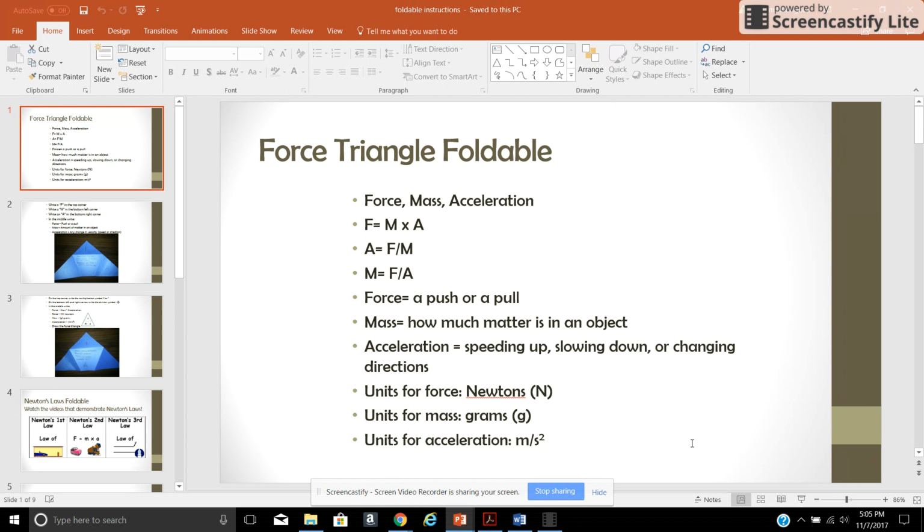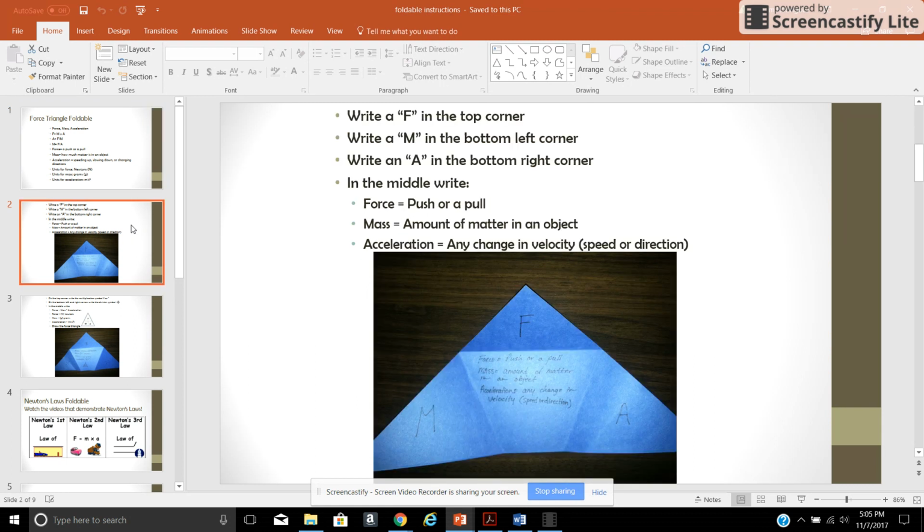And if you remember and you look back in your Newton's laws foldable, force equals mass times acceleration. That's what the second law is. So what you're going to do is we're going to take some of this information and we're going to make our triangle. So I'm going to skip around just a little bit. Take your triangle and fold it like the triangle we folded last week. And after you make your folds, I need you to follow these instructions. And if you need help, raise your hand so your teacher can come around and help you.